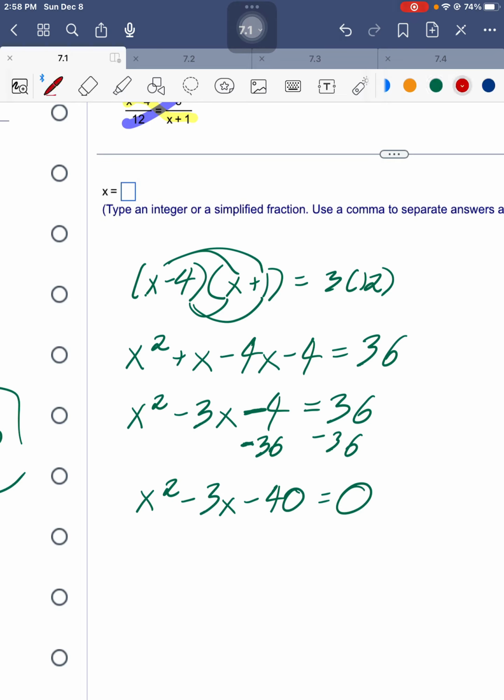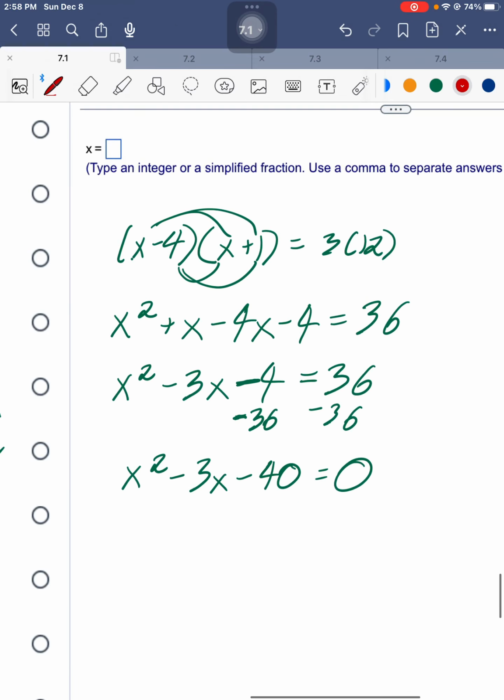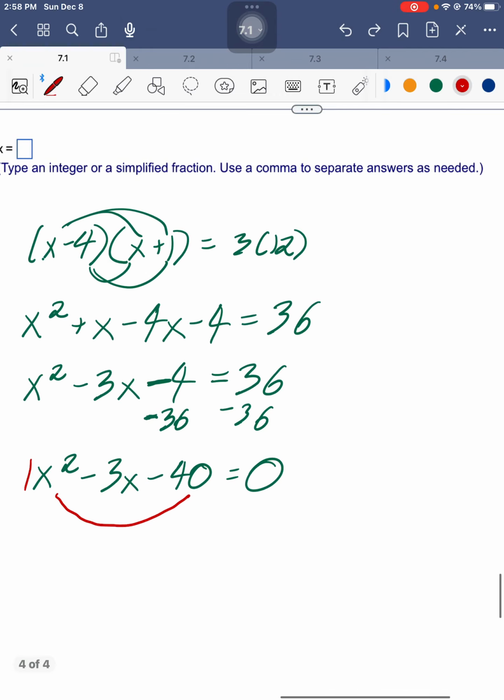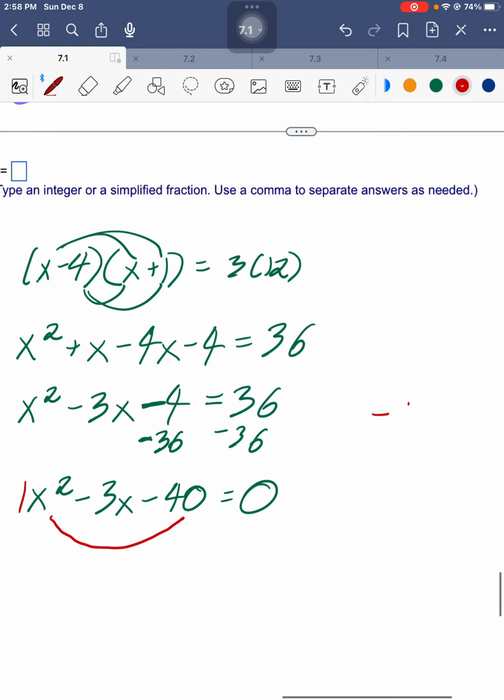Now, I don't know if you guys remember. If you want, we can go over it in class. But I'm going to show you guys how I like to do this stuff. So what I do is I multiply the first and the last term. So what is 1 times negative 40? Remember that subtraction becomes a negative 40 when we multiply. So this is going to be negative 40. So I have to find two numbers that multiply to negative 40, and when they add to each other equal what? Negative 3. Okay?